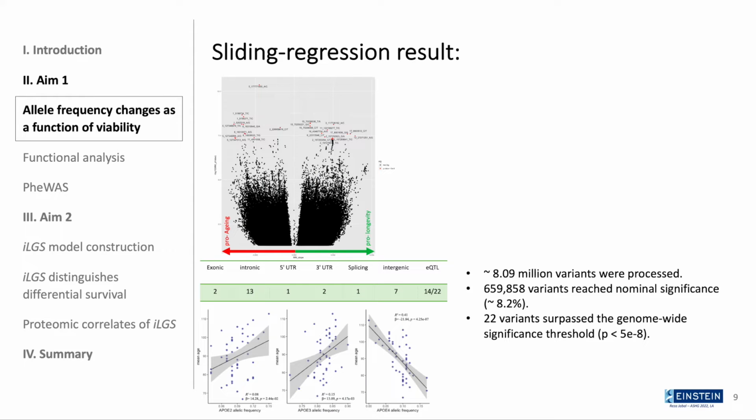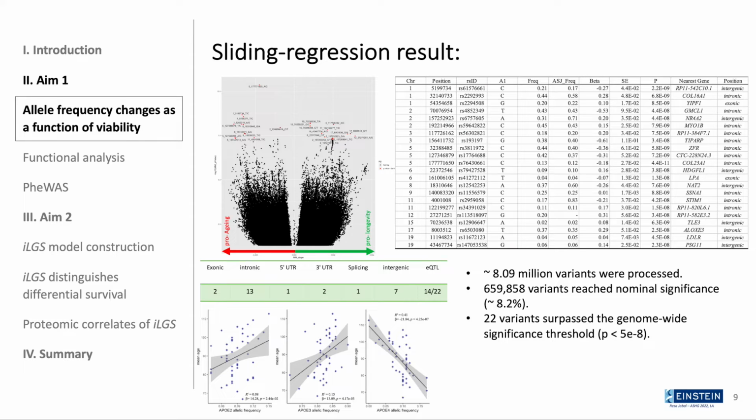Overall, we tested about 8 million variants, for which 8.2% of them reached nominal significance, and only 22 variants surpassed the genome-wide significance threshold. The x-axis in this volcano plot represents the slope of regression, with prolongevity variants, whose frequency increases by age, clustered to the right of the plot, and proaging variants with negative slopes to the left of the plot. The y-axis shows the p-values in logarithmic scale, with genome-wide significant variants identified in red.